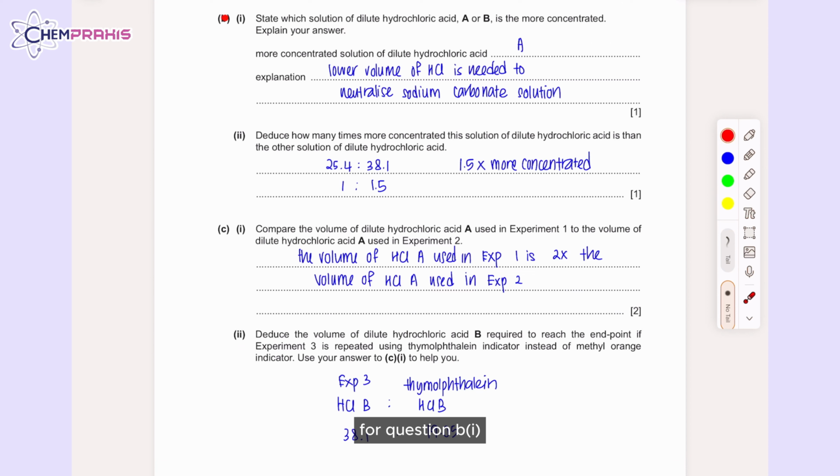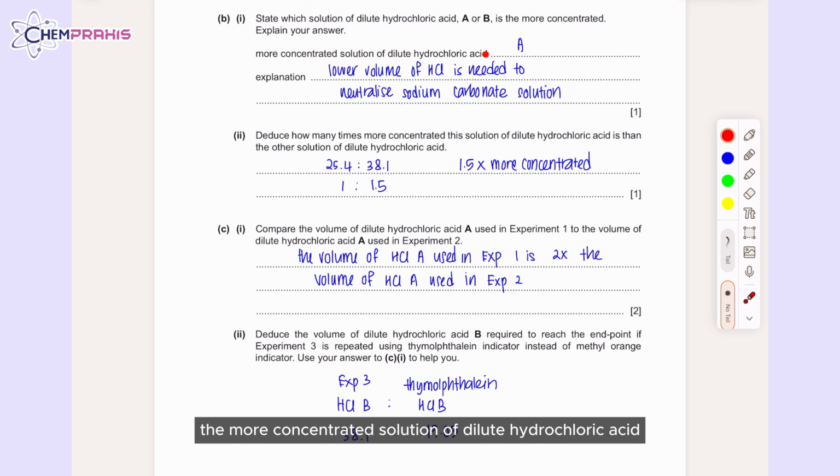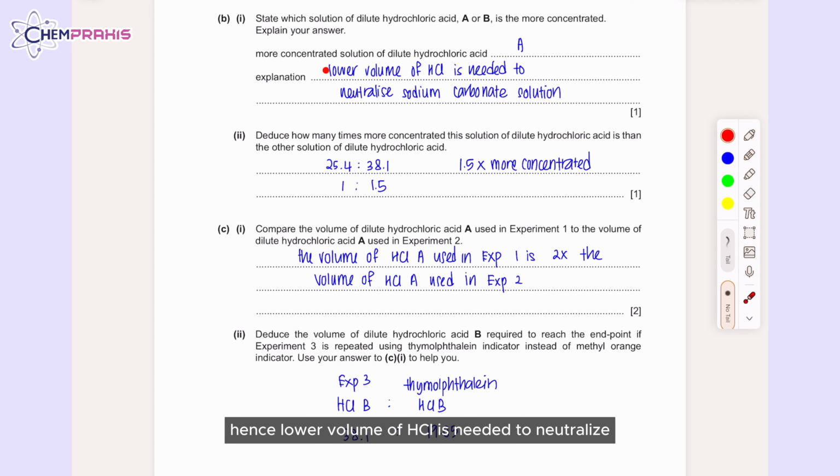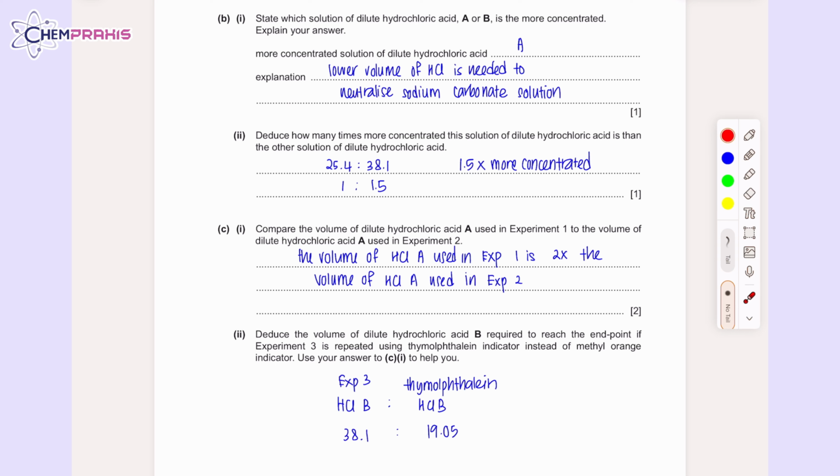For question B1, state which solution of dilute hydrochloric acid, A or B, is the more concentrated. Explain your answer. The more concentrated solution of dilute hydrochloric acid will be A because it is more concentrated. Hence, a lower volume of HCl is needed to neutralize the sodium carbonate solution.